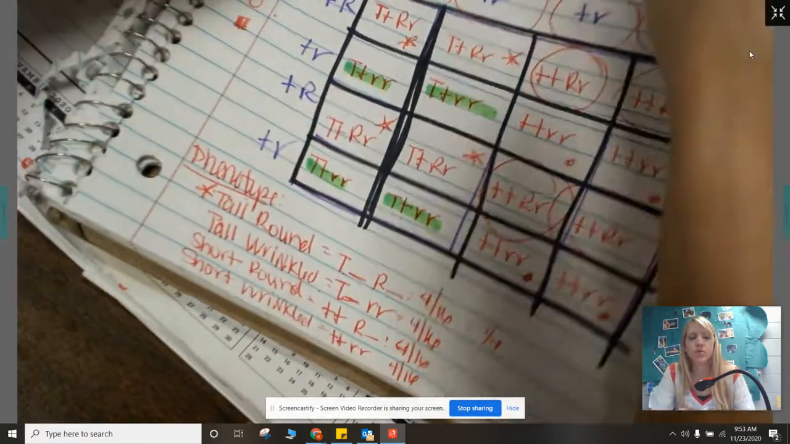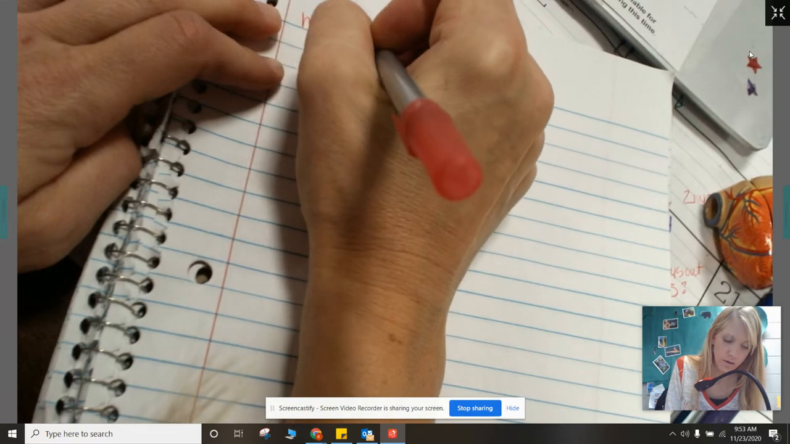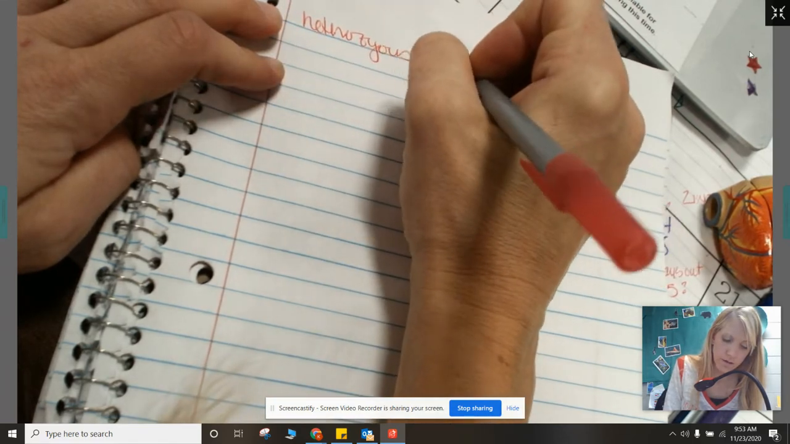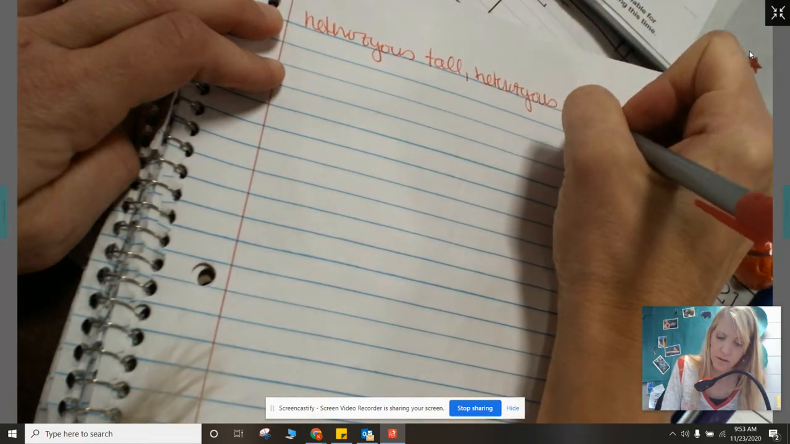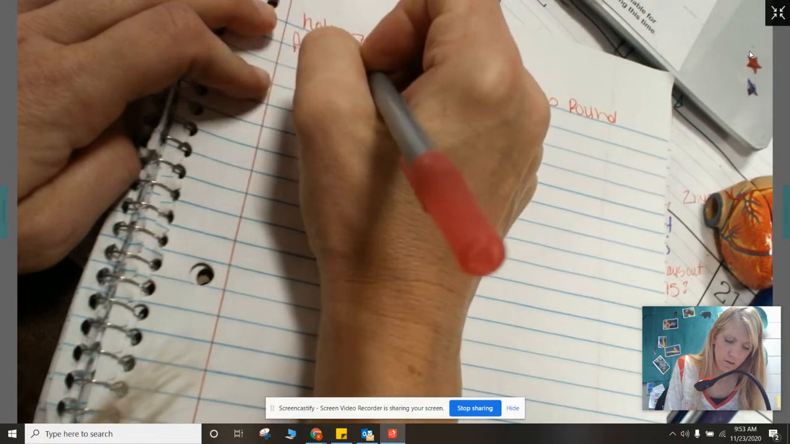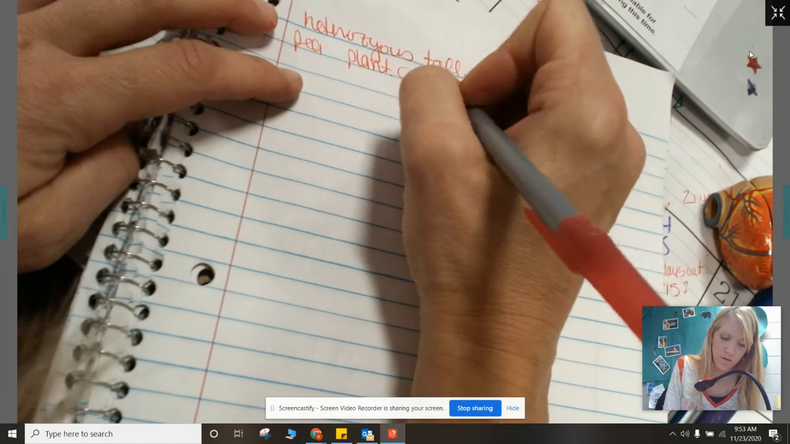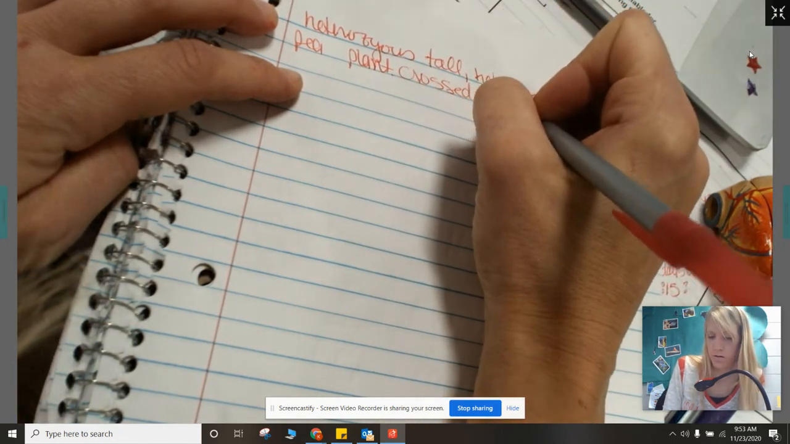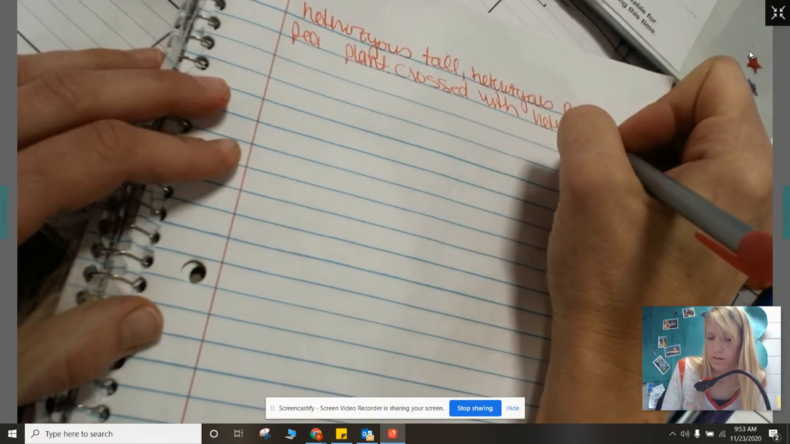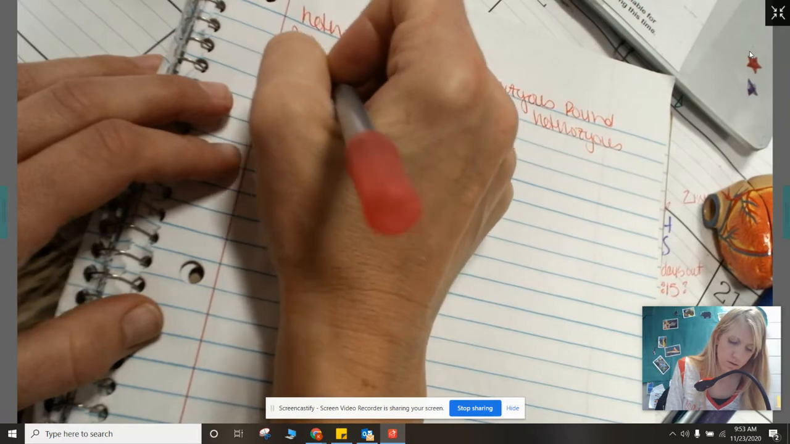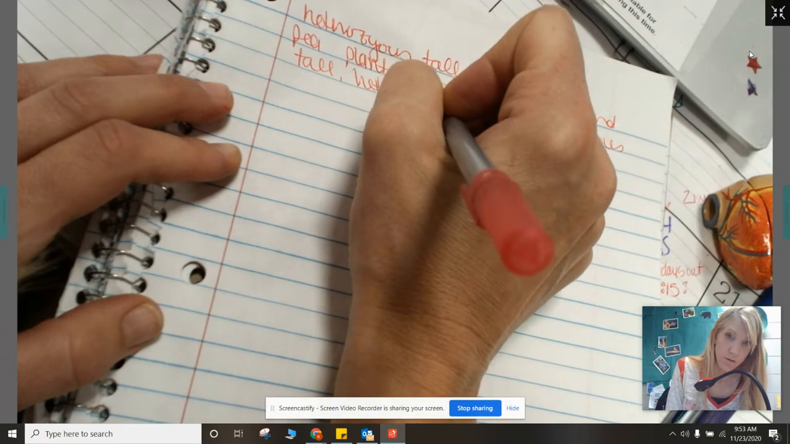So I'm going to give you one to do now, and you're going to hit pause and see if you do it right. Heterozygous tall, heterozygous round pea plant, crossed with the same thing. We're going to do heterozygous tall, heterozygous round.